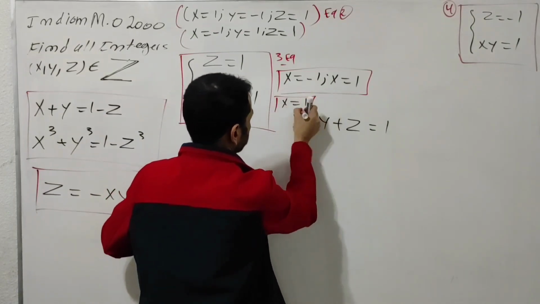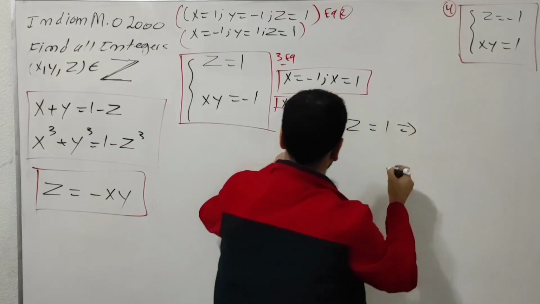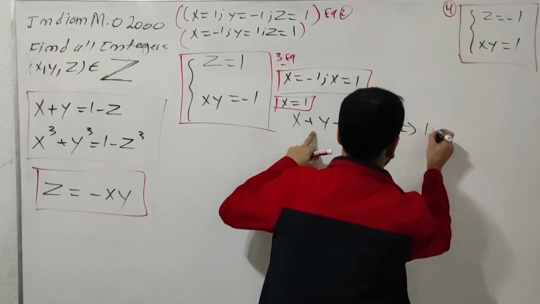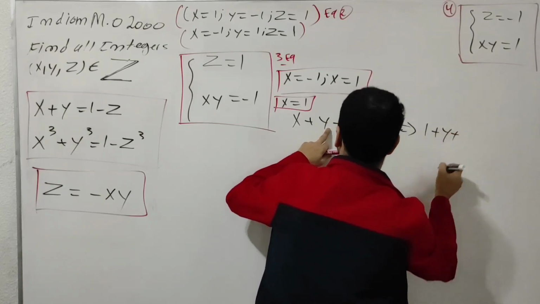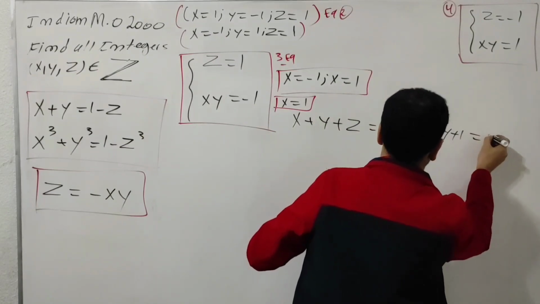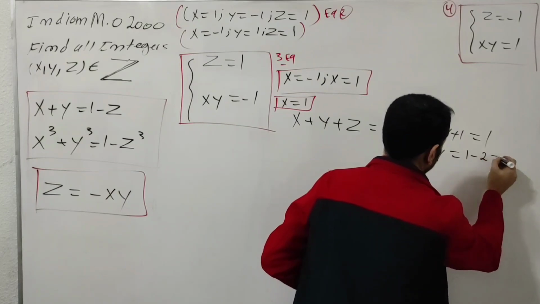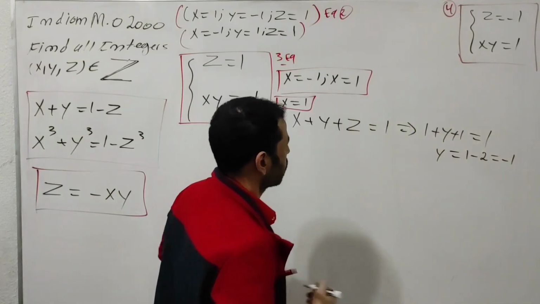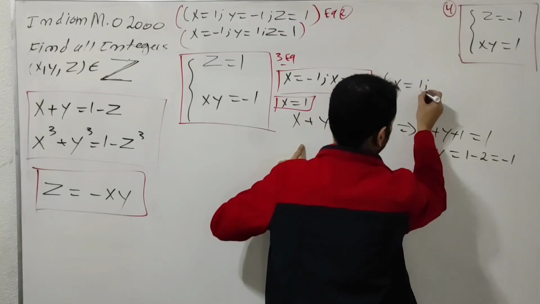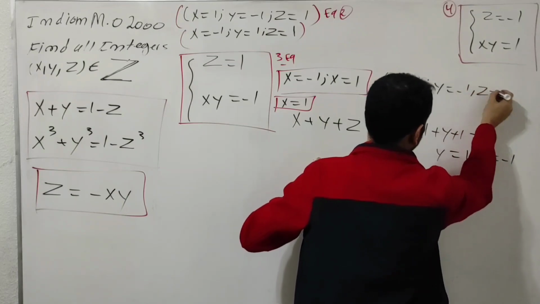So now I'm going to replace x with its value. I will have 1 plus y, z will be replaced with 1, equals 1. I will get y equals 1 minus 2, which equals minus 1. So I will have the following solution: x equals 1, y equals minus 1, and z equals 1.